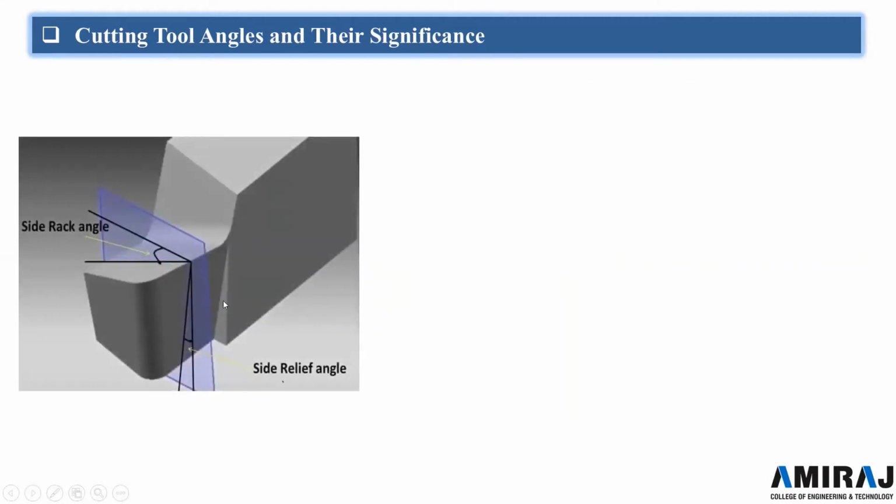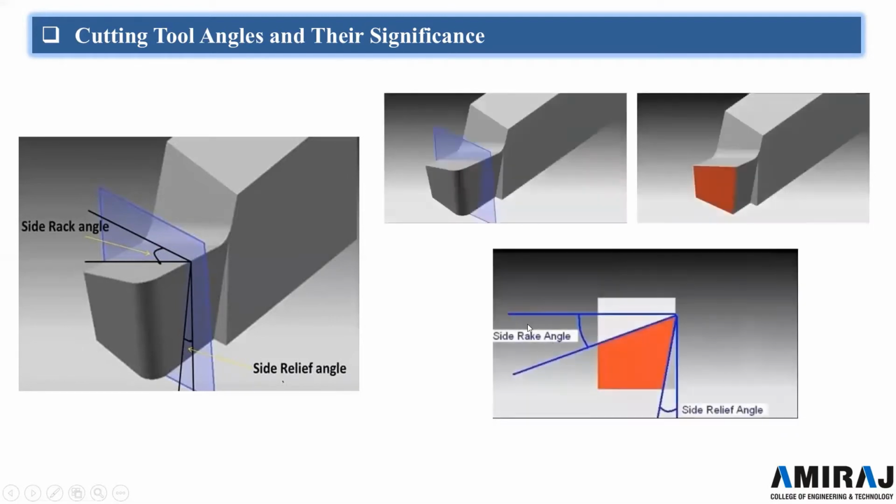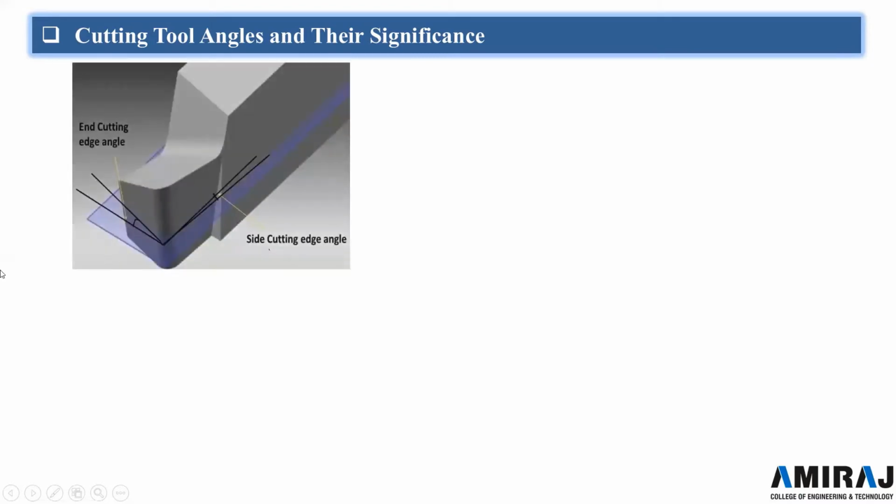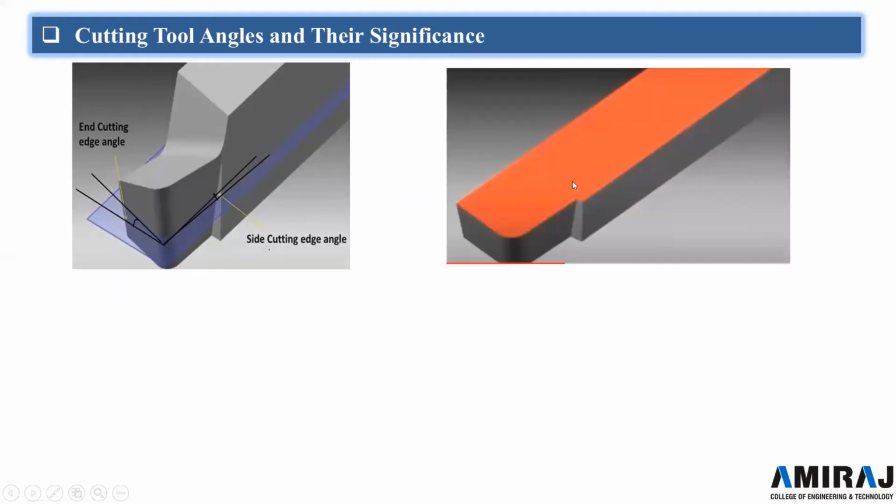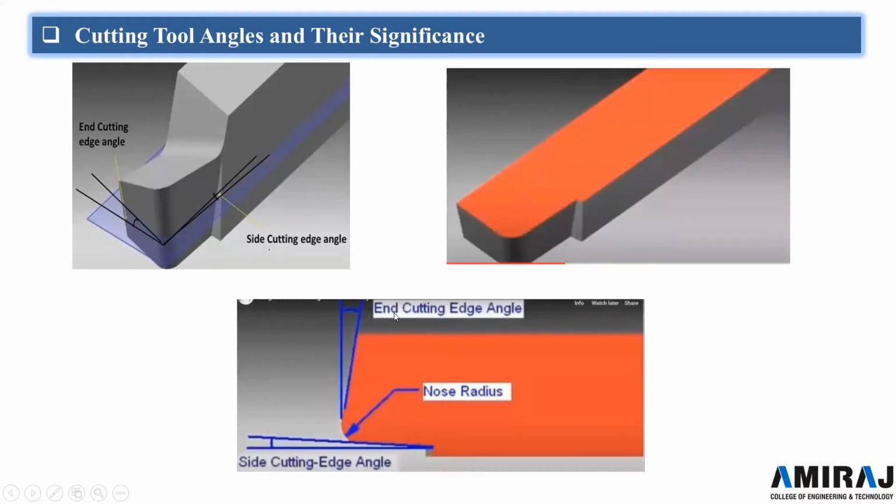Another section, if we take from here, this is the side view, then we will get the side rake angle and side relief angle. If we take a cross section to the horizontal, it will look like this, and we will be having two angles. First one is end cutting edge angle and side cutting edge angle, and this one is the nose radius.